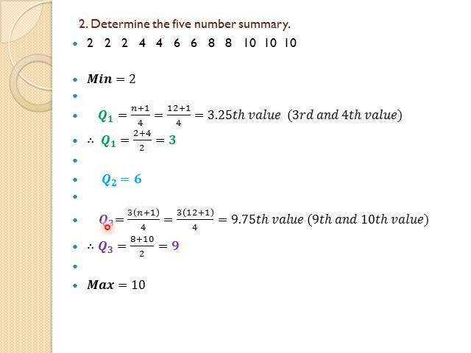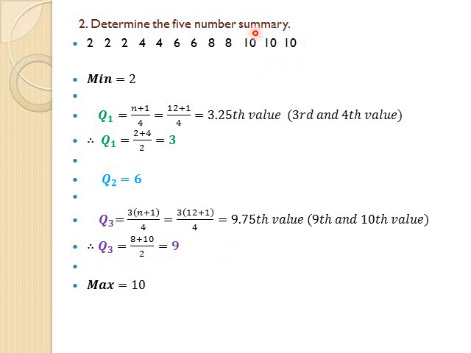For quartile 3, now I want 3 quarters. So therefore it becomes 3 times n plus 1 divided by 4. So remember 12 values, 12 plus 1, 13 times 3 divided by 4 would give me 9,75. So quartile 3 is by my 9th and 10th value. So 8 plus 10 divided by 2. So quartile 3 equals 9. And my maximum is 10.